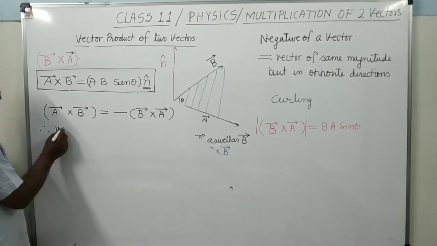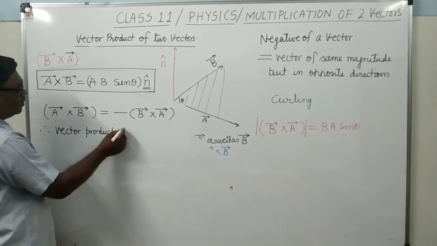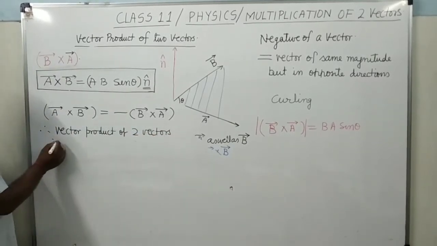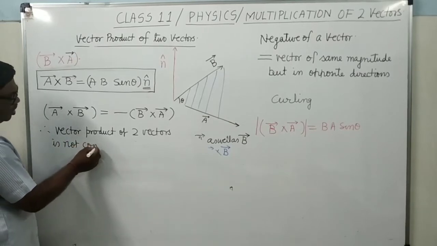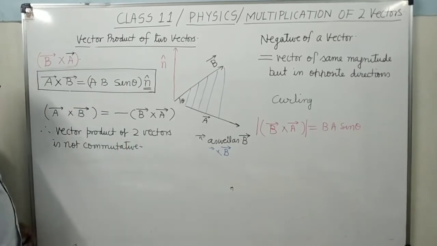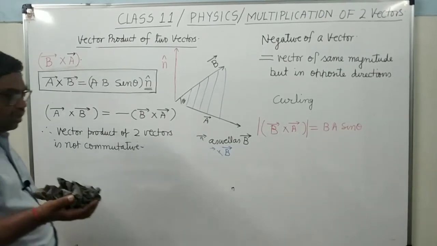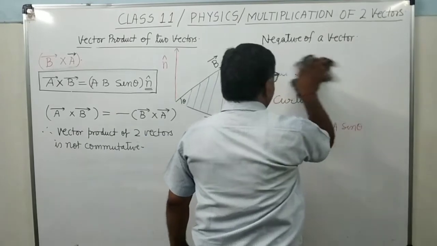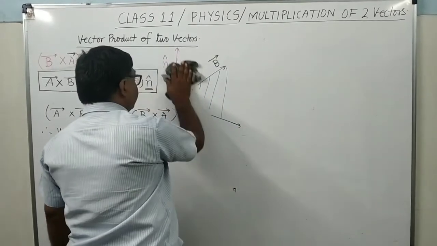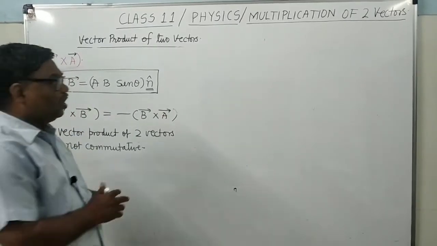Therefore, the vector product of two vectors is not commutative. Now see the other properties of this. There is one more mathematical property here. Though it is not commutative, it is distributive over addition.